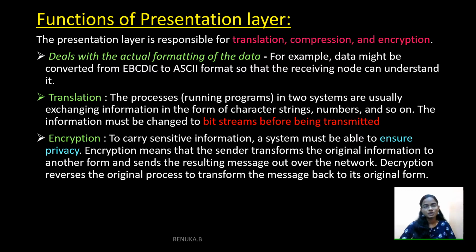Another major function of the presentation layer is encryption. To carry sensitive information, the system must be able to ensure some privacy. That privacy is taken care of by the presentation layer. Encryption means the sender transforms the original information into another form and sends the resulting message over the network. Decryption reverses the process to transform the message back into its original form.